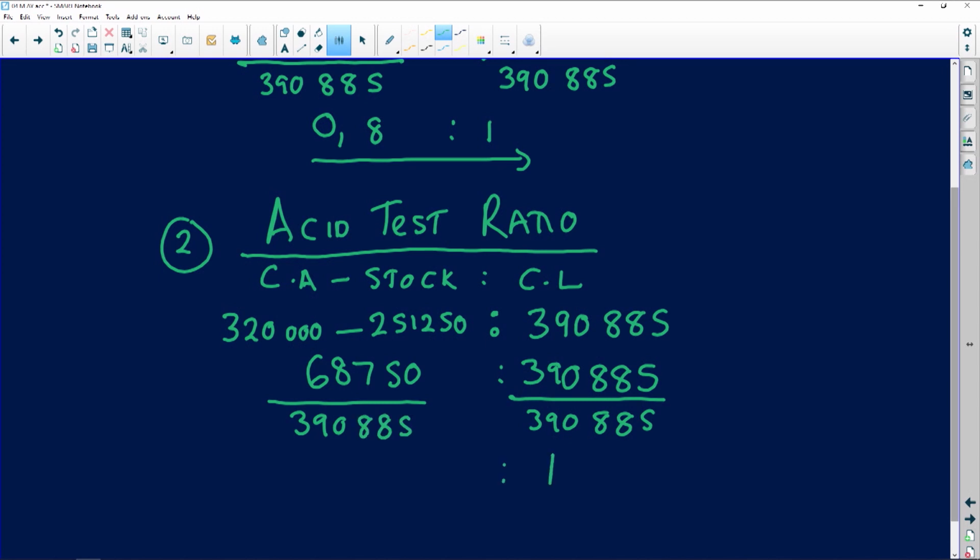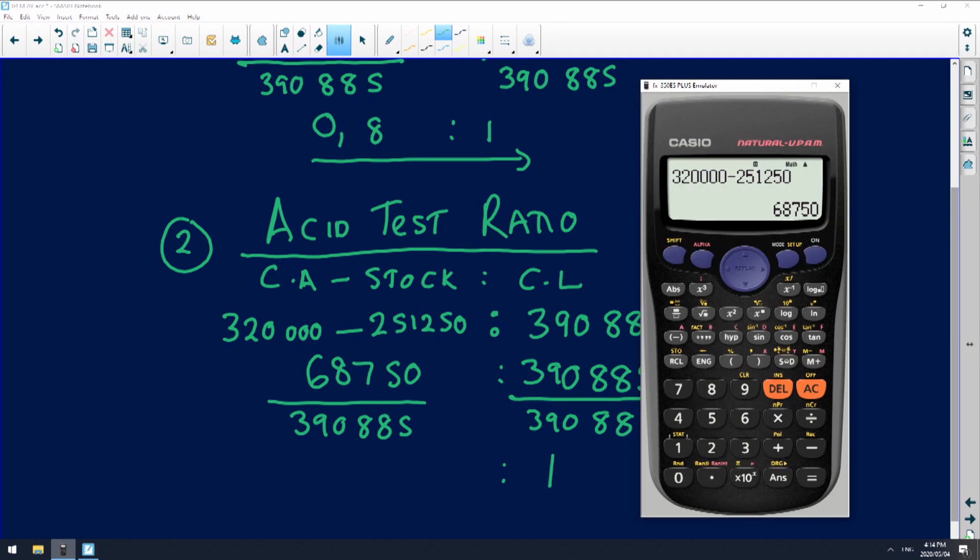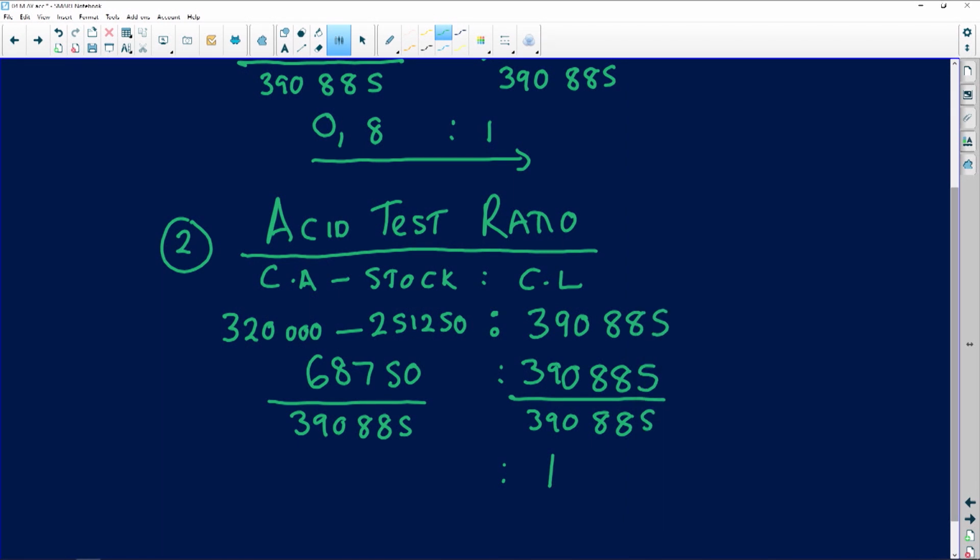I'm now getting a ratio of, let's get the calculator out again, 68,750 divided by 390,885. Let's fix that, 885, and that gives me a ratio of 0, I'm rounding off to the second decimal, so 0.2 to 1.